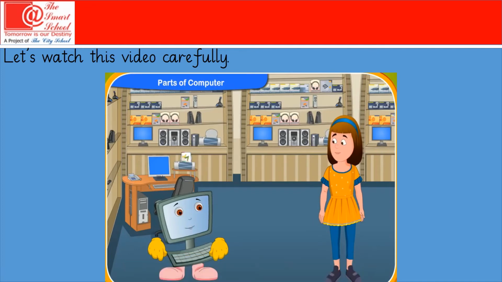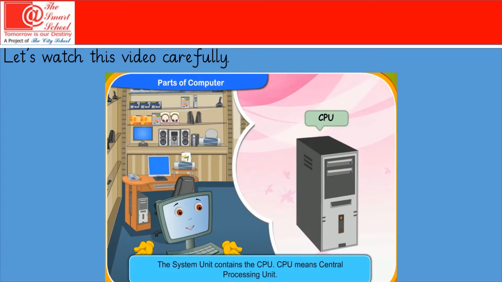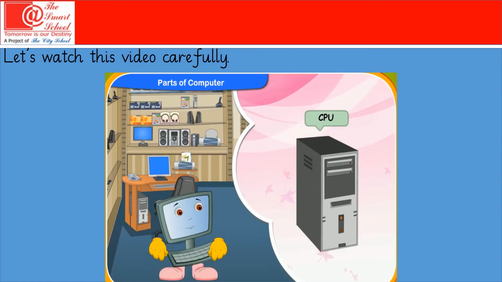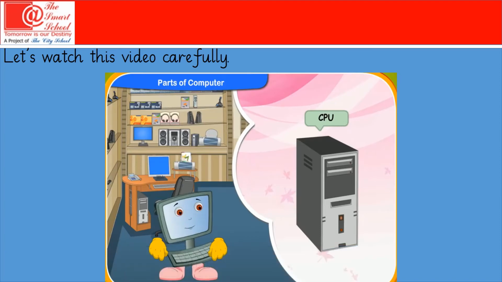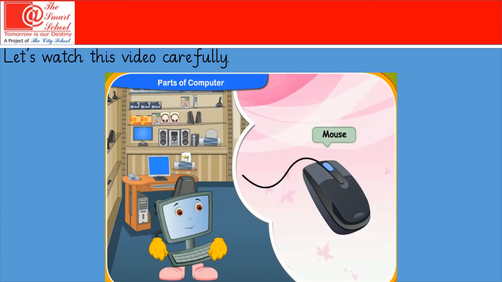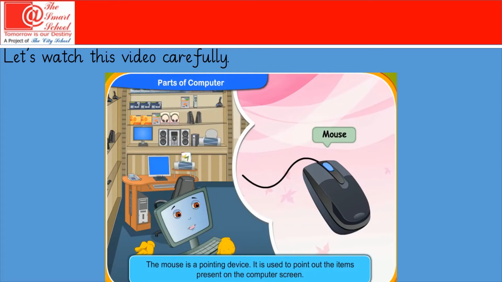Very right, Rennie. This is the system unit. It contains the CPU. Do you remember what CPU stands for, Rennie? Yes, CPU means Central Processing Unit. Right, Rennie. Whatever you type through the keyboard or do with the mouse goes to the CPU. The CPU processes it and sends the results to the monitor. Let us now discuss the mouse. You probably know that the mouse is a pointing device?